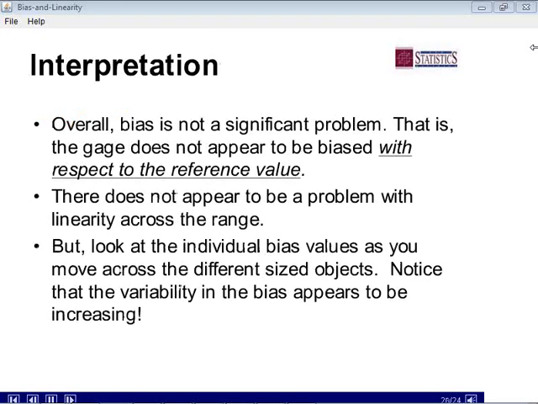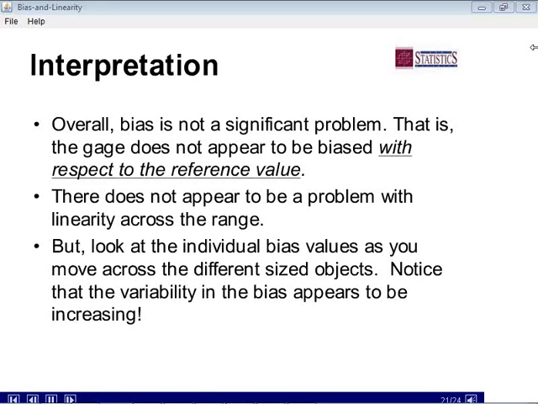All right. So with all of that in our example, what we see is that overall bias is not a significant problem. That is, the gauge does not appear to be biased with respect to any of the reference values individually. There also does not appear to be a problem with the linearity across the range of the measurement process of the reference values on average. But, and this is what's not indicated by this, look at the individual bias values as you move across.